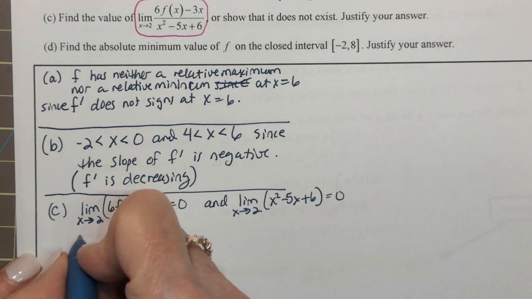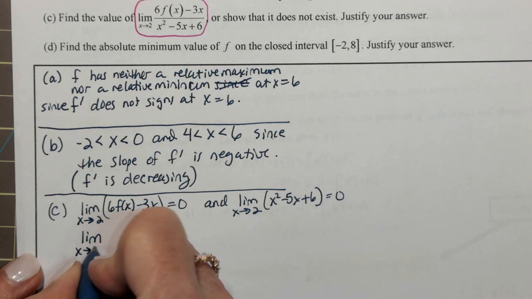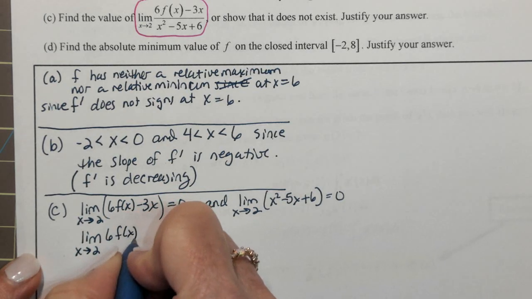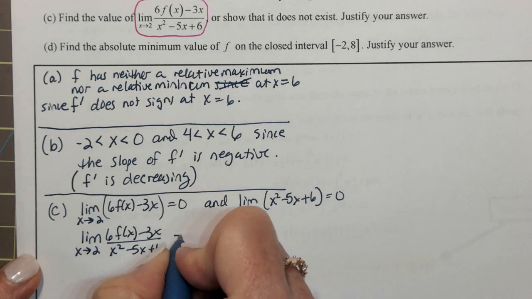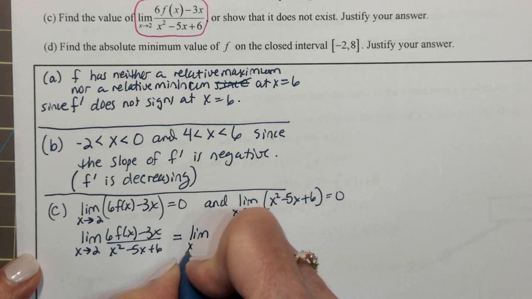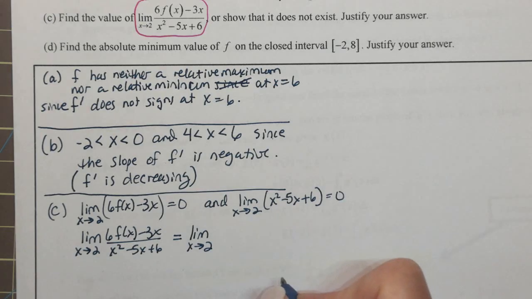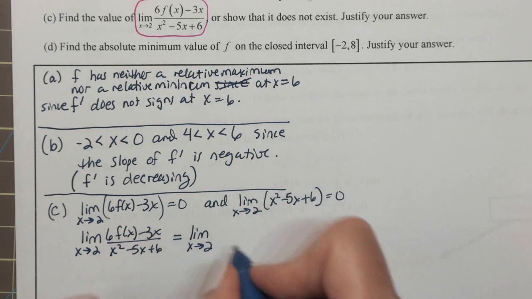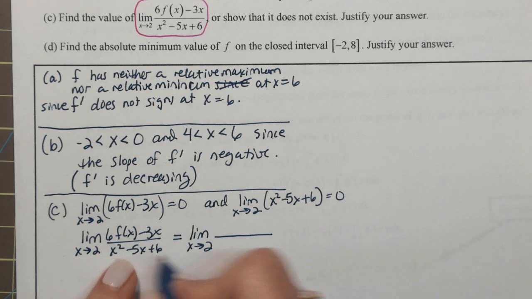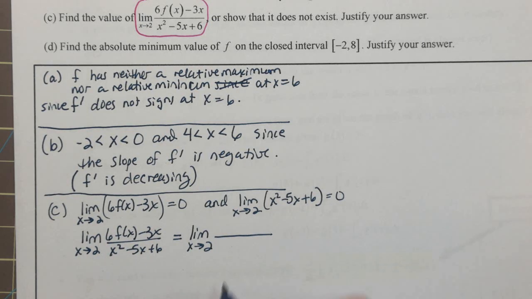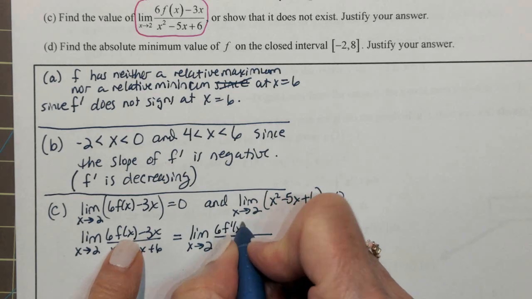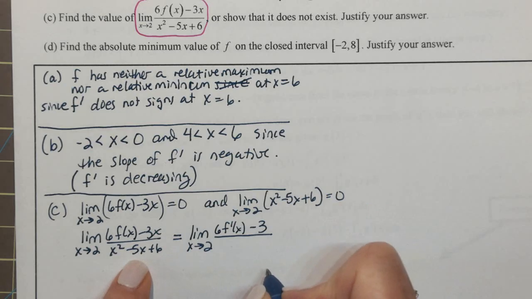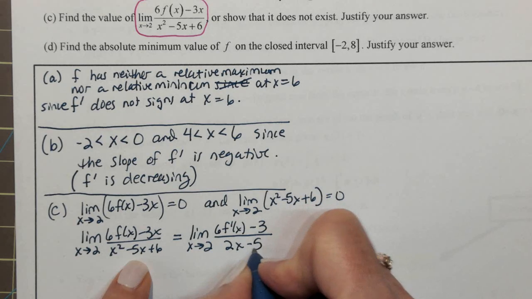Okay? So the limit that we were given is equal to the limit of, here's where L'Hopital's rule is applied, the derivative of the top, put it on top. Derivative of the bottom, put it on the bottom. Do not use the quotient rule. L'Hopital's rule is not the quotient rule. The derivative of the top is 6f prime of x minus 3. The derivative of the bottom is 2x minus 5.